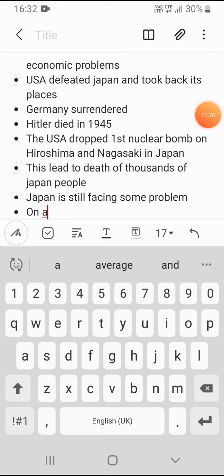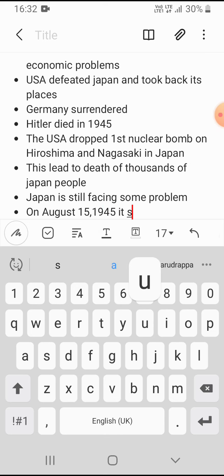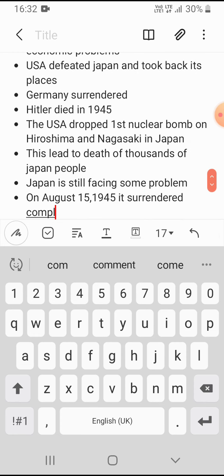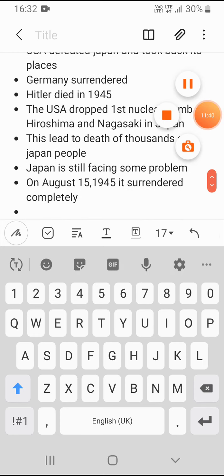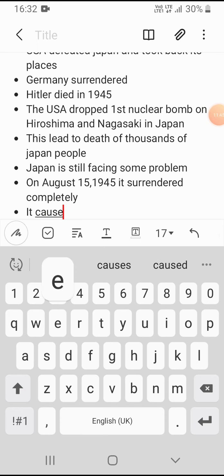On August 15, 1945, Japan surrendered completely. And the results of the Second World War are that it caused lakhs of deaths.